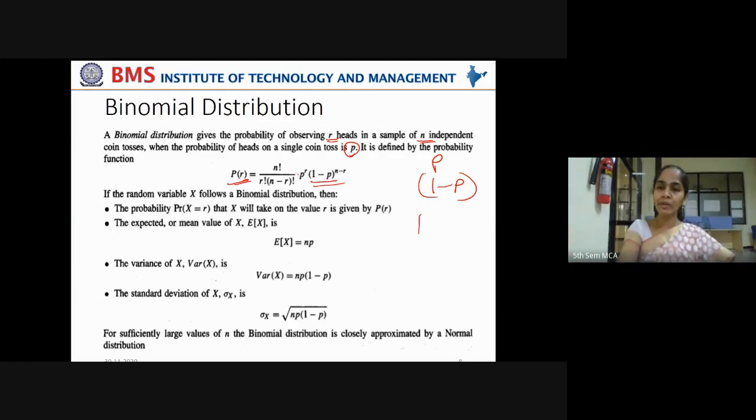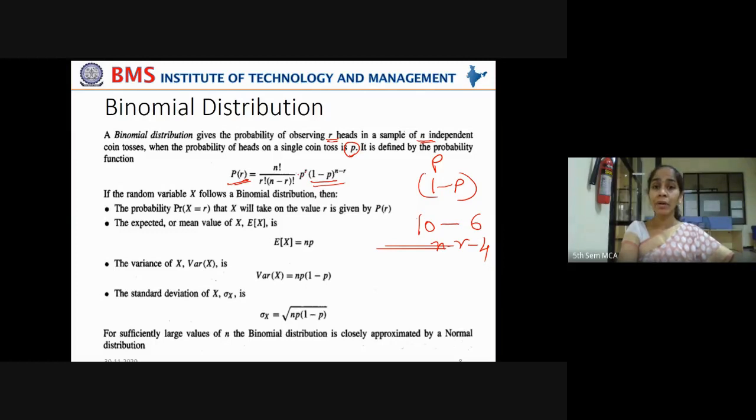That is nothing but the probability of observing tails. So out of 10 coin tosses, if you observed 6 heads, then you take r as 6, and n minus r as the number of tails, that is 4 out of 10. That is what you are giving here. Probability p is the probability of observing heads in a single coin toss, and how many times is it observed?